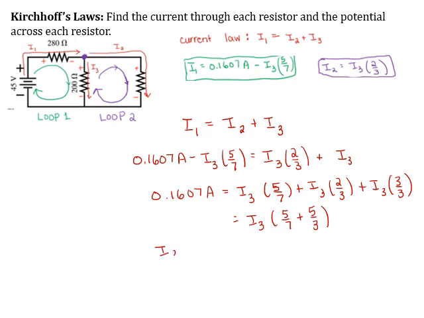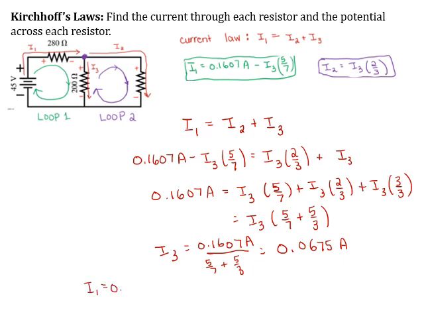This tells us that I3 is equal to 0.1607 amps divided by 5 over 7 plus 5 over 3. If you put all that in your calculator, what you should find for your I3 is that it's equal to 0.0675 amps. Okay, that's the current running through the 200 ohm resistor. We also want the current through the other two resistors, so let's find I1 next.